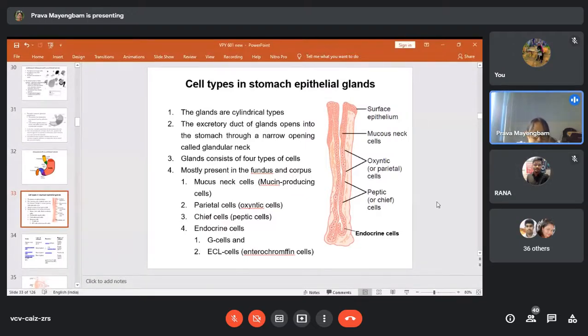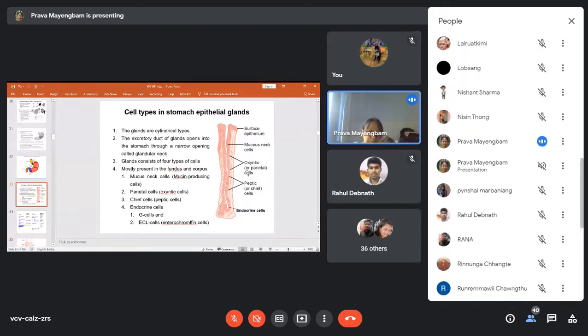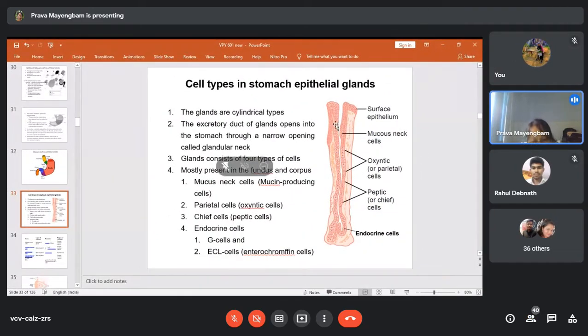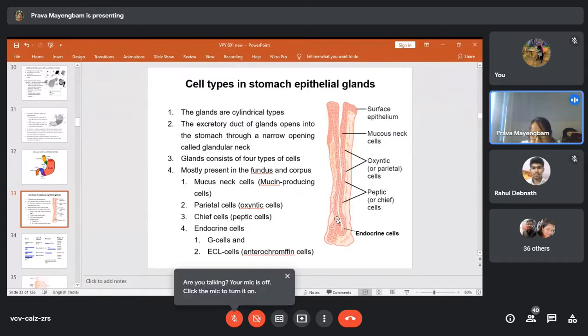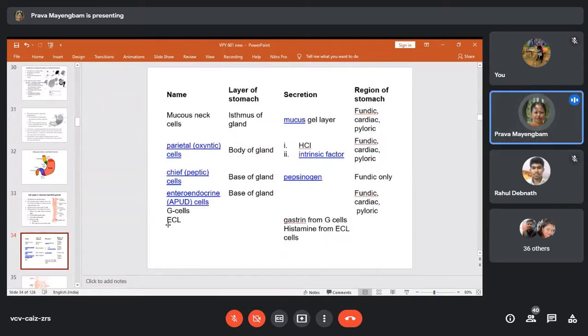You must already know all these things. The only thing is that the locations and distributions of these glands are different in different portions of the stomach. That much you should know, and also the names of the cells present in the stomach epithelial glands and their respective secretions.